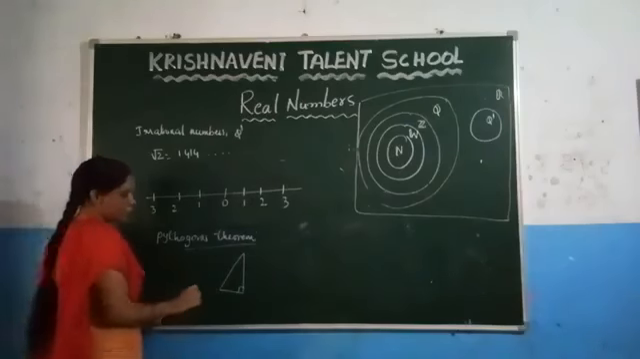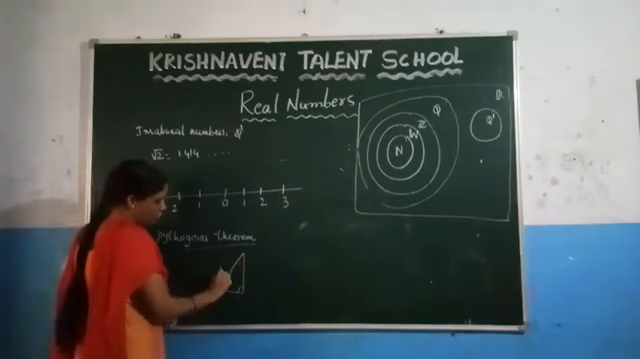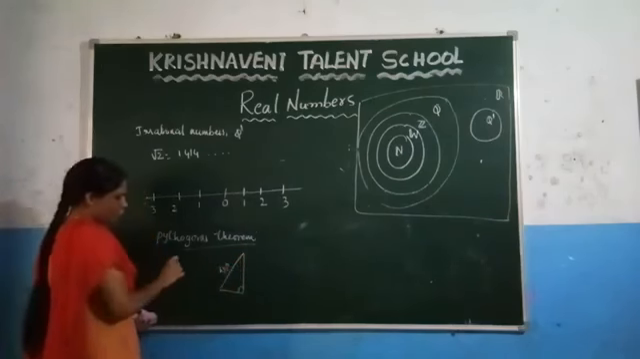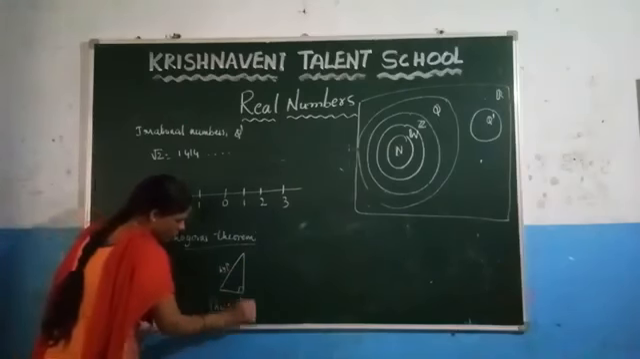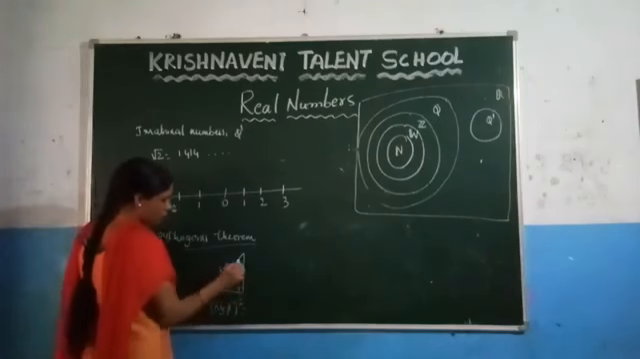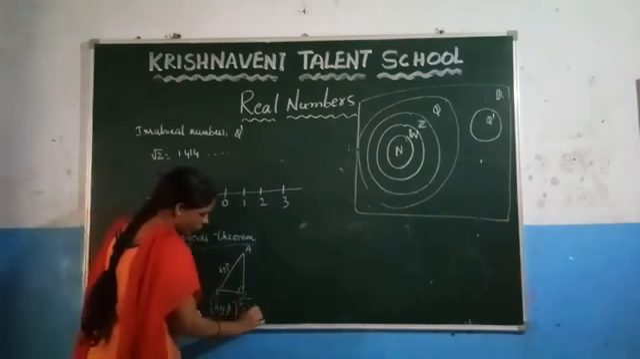Here, you know that the longest side in a right angle triangle we call the hypotenuse. And the Pythagoras theorem states that the hypotenuse squared must be equal to the sum of the squares of the other two sides. Here, mark it as A, B, C. So, what are the other two sides?